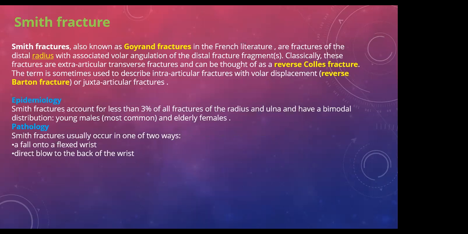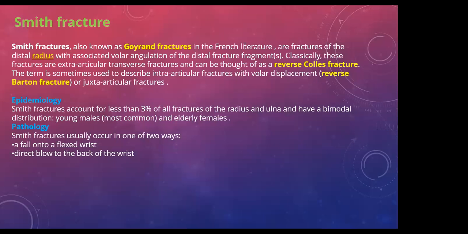Smith fractures, also called Goyrand fractures in the French literature, are fractures of the distal radius with associated volar angulation of the distal fracture fragment. Classically, these are extra-articular transverse fractures and can be thought of as a reverse Colles fracture. The term is sometimes used to describe intra-articular fractures with volar displacement, reverse Barton fracture, or juxta-articular fractures. Smith fractures account for less than 3% of all fractures of the radius and ulna, and have a bimodal distribution: young males most commonly, and elderly females.